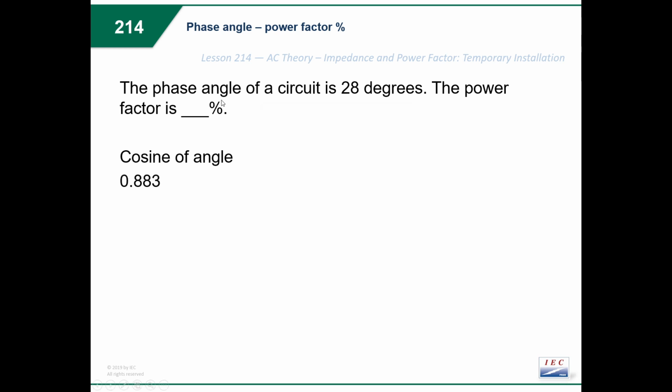So we actually want to find it as a percentage, so we can simply go from a number value to a percentage by moving that decimal 2 places to the right. So our power factor percentage is 88.3. Simple as that. So really the calculator does all the work on this one. You guys just need to know cosine is that magic function you're looking for.